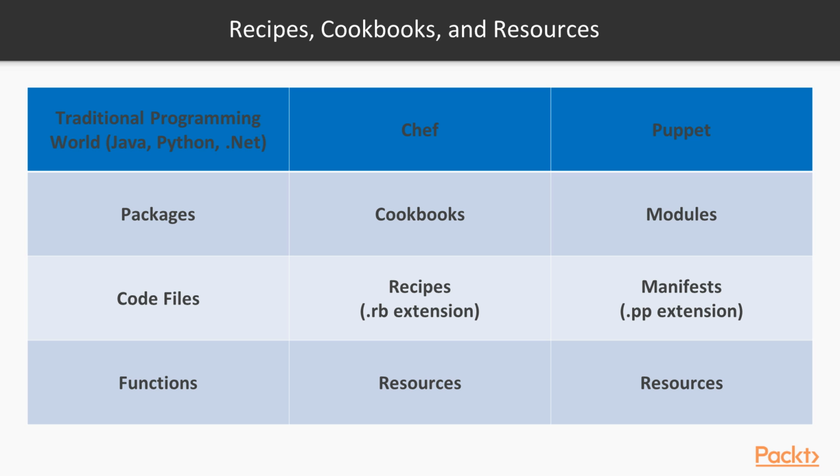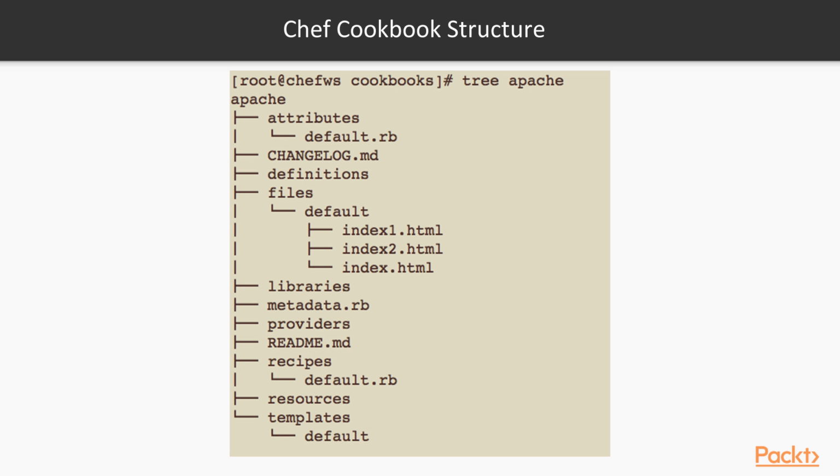Resources, luckily for us, have the same name, and in Puppet also they are known as resources, which are nothing but the functions, and they have a specific task to do. And just like Chef, you have multiple resources already available which are at your disposal, and you can utilize them as per your requirement.